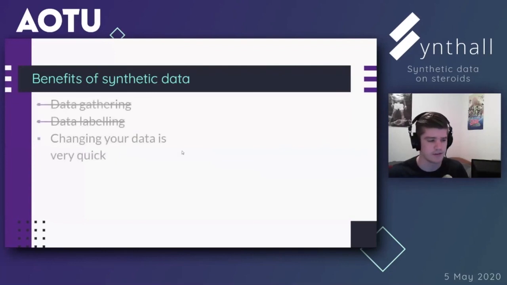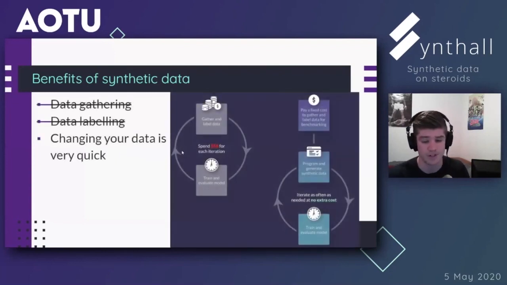Well, first off, we don't have to gather the data anymore. We can generate it in our own home, in our own business, on the computer. And likewise, we don't have to label it either, because if you generate the data with a computer, you can generate the labels at the same time. So you don't need to have this complex interaction. You just generate the data and there it is. It's ready for you. But arguably the most important step is being able to change your data quickly. I have a little diagram here.